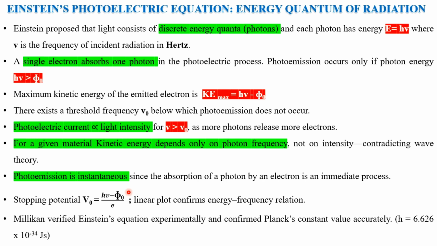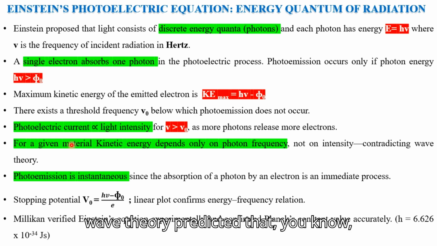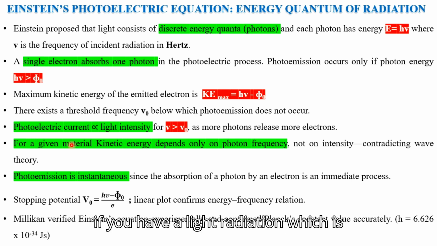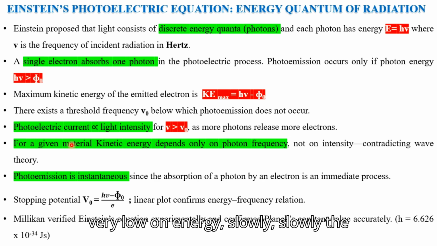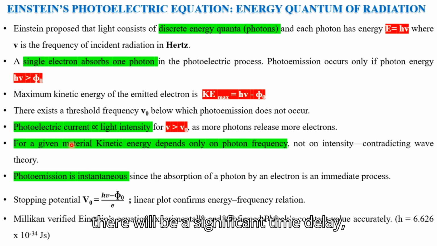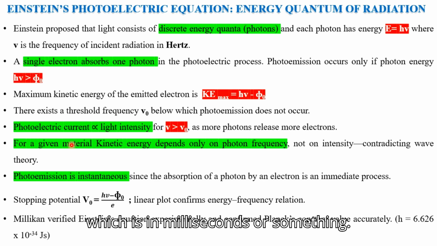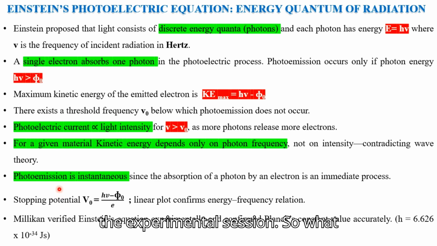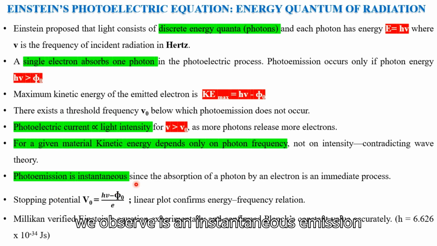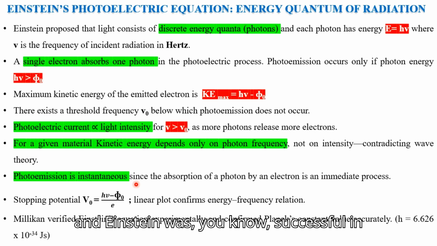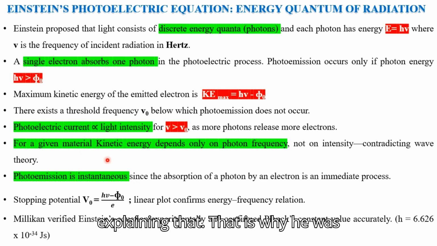So let's just say that wave theory predicted that if you have a light radiation which is very low on energy, slowly the electron will be excited, which means there will be a significant time delay, in milliseconds or something. But this is not the case when you come to the experimental section. What we observe is an instantaneous emission, and Einstein was successful in explaining that. Okay, that is why he was awarded the Nobel Prize.